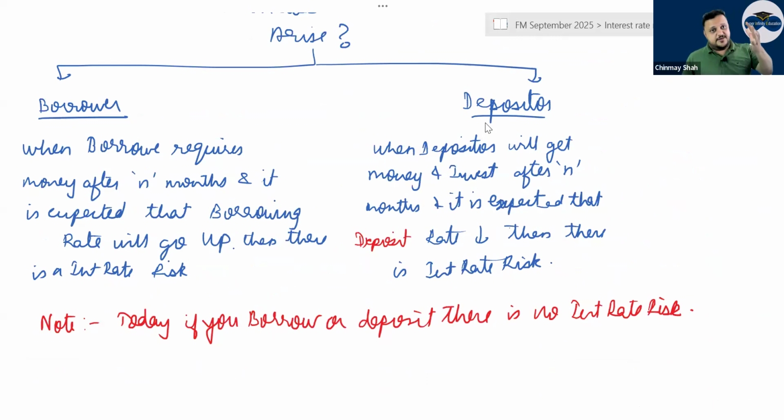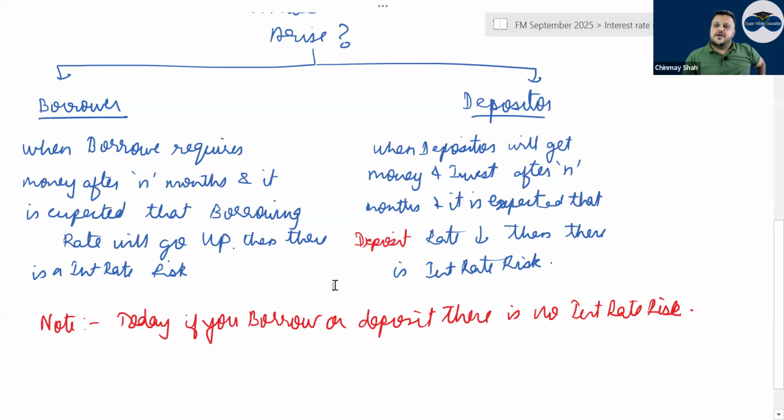If today I know that after 3 months I need money for next 6 months, in that case, today borrowing rate is 7%. Everyone is saying that in 3 months this will go to 9%. Then only I will have interest rate risk. So whenever the borrower requires money after n months and it is expected that borrowing rate will go up, then there is an interest rate risk.